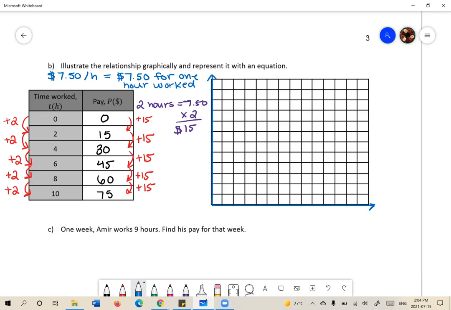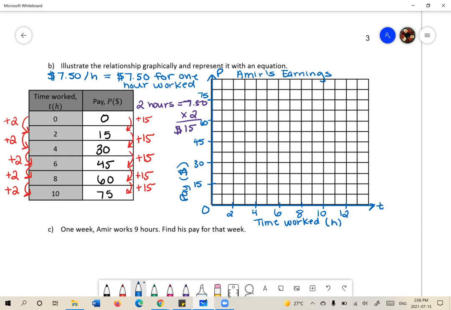I'm going to label my axes with the variables that were given to me in the question. I'm going to title my graph with Amir's earnings. I'm going to number my axes with an appropriate and balanced scale. And I'm going to label my axes. My independent variable is time worked in hours. And my dependent variable is pay in dollars. Now I'm ready to plot my points.